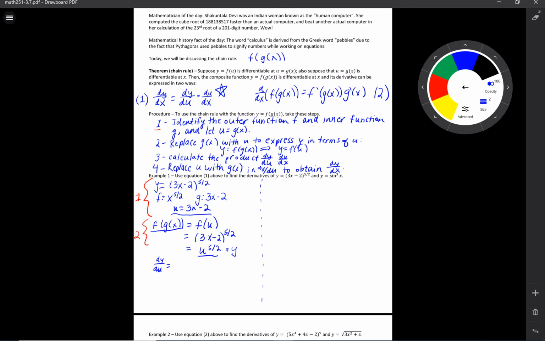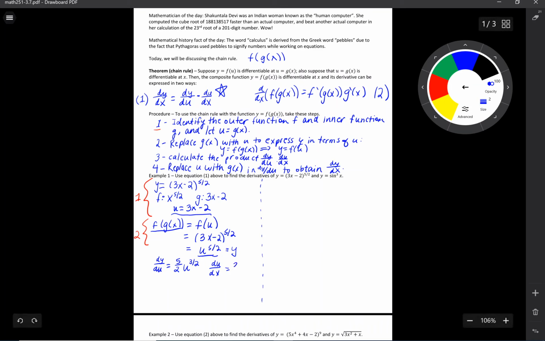So to take the derivative of this, I need to use the power rule, which means that I bring that 5 halves down in front, and then I lower my power by 1. So that's dy du. I also need du dx. So this is the derivative of u. In this case, the u is 3x minus 2, treating x as the variable. So the derivative of u, that's the derivative of 3x minus 2, is just equal to 3.